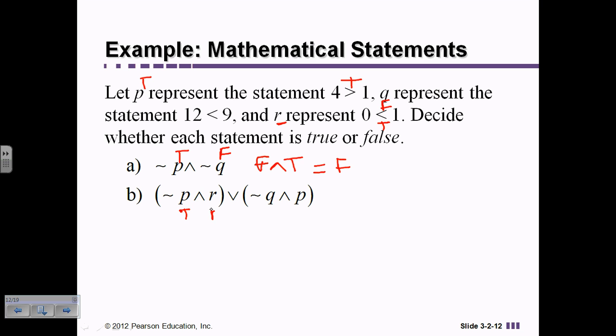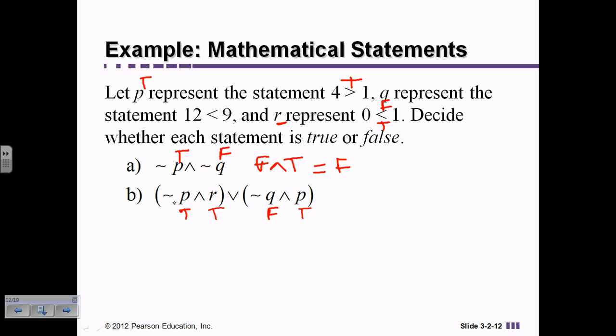R is false. That's the 0 less than 1 that we had up above. Q is false. Oh, excuse me. R is true. I looked at the wrong thing there. Okay, R is true. And then P is true also.